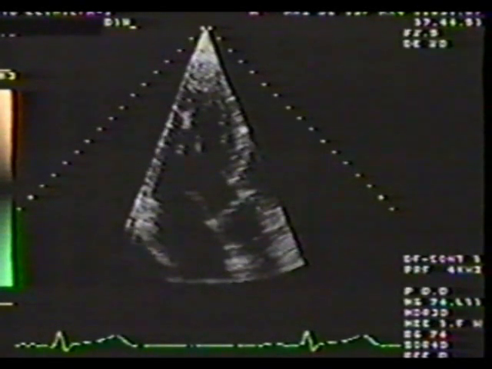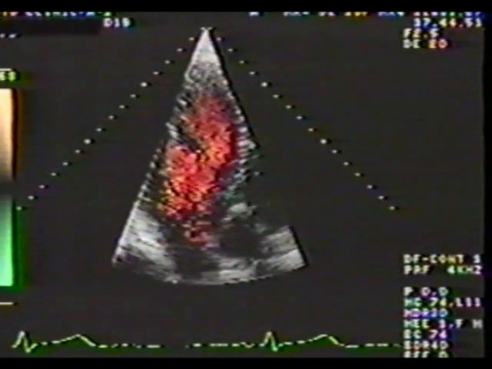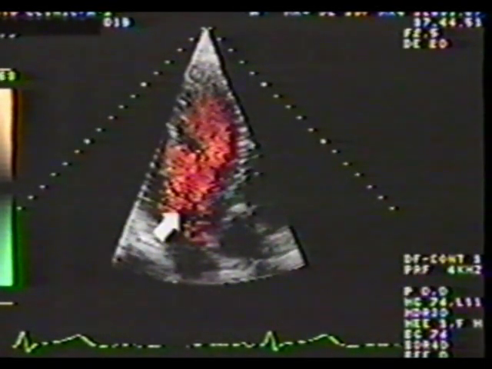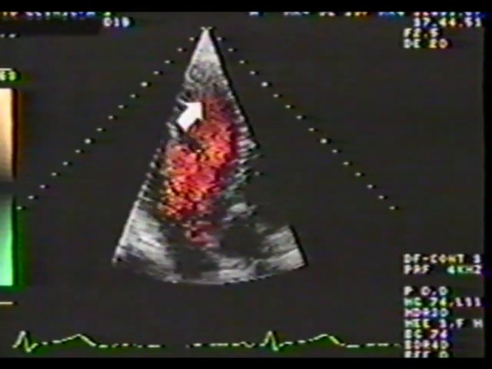The transducer has been rotated to obtain an apical long axis view. The mitral valve is open, and on the flow map we are seeing a red bolus of flow from the left atrium, through the valve, and to the left ventricular apex.